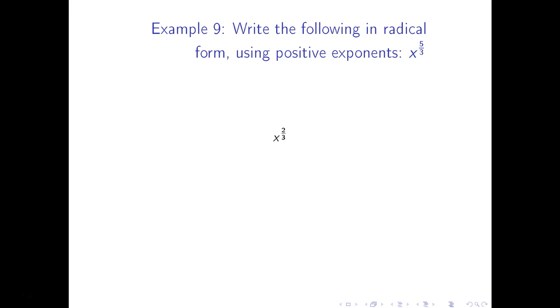I have this right now, and notice I changed it a little bit. This is supposed to be the 2/3 power. So I want to write this in radical form, so as a root. Well, the way I can do that is I can actually go backwards. All square root properties, all exponent properties go both ways.